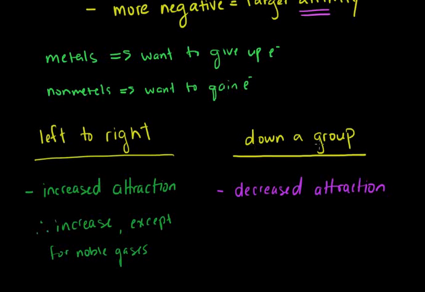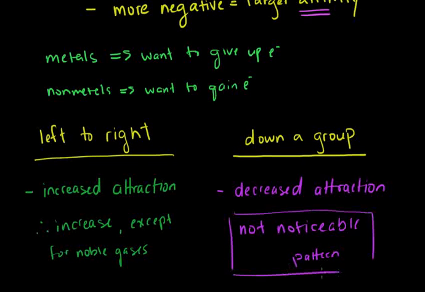The reason it's so hard to explain what happens to electron affinity as we move down a group is there's really no noticeable pattern. The changes are so small and there are so many exceptions that we really don't describe a pattern as we move down a group with electron affinity.